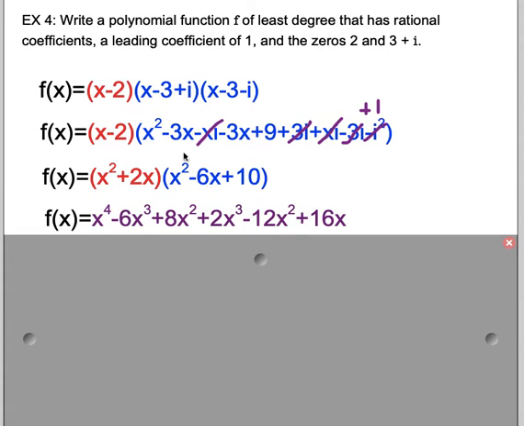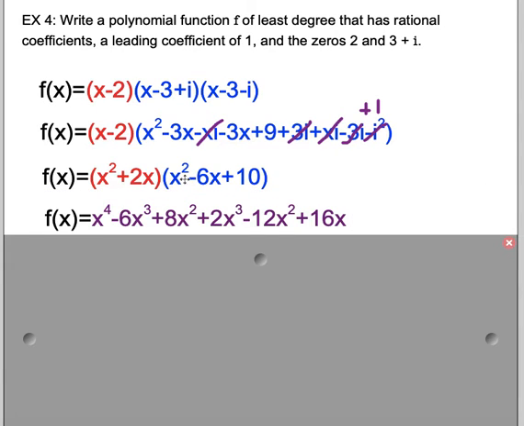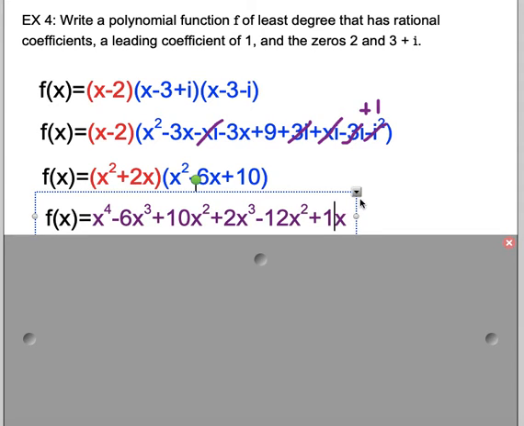Now, some of these terms I'm going to have to change as we go along. So x squared times x squared is x to the 4th. X squared times negative 6 is negative 6x cubed. X squared times 10 is 10x squared. 2x times x squared is 2x cubed. 2x times negative 6x is negative 12x squared. And 2x times 10 is 20x.